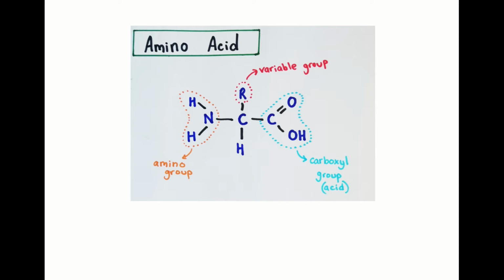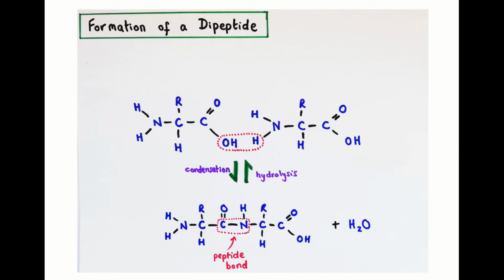Remember, it's only this R group that differs between amino acids. The rest of the molecule stays the same. Now, two amino acids join together to form a dipeptide. It's a condensation reaction, which means a molecule of water is removed, and the bond that is formed is called a peptide bond. This reaction can be reversed in a hydrolysis reaction, for example, during digestion.